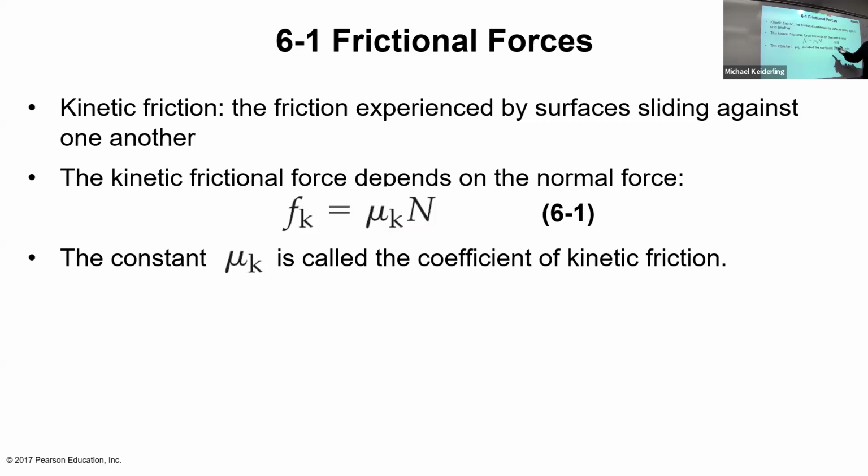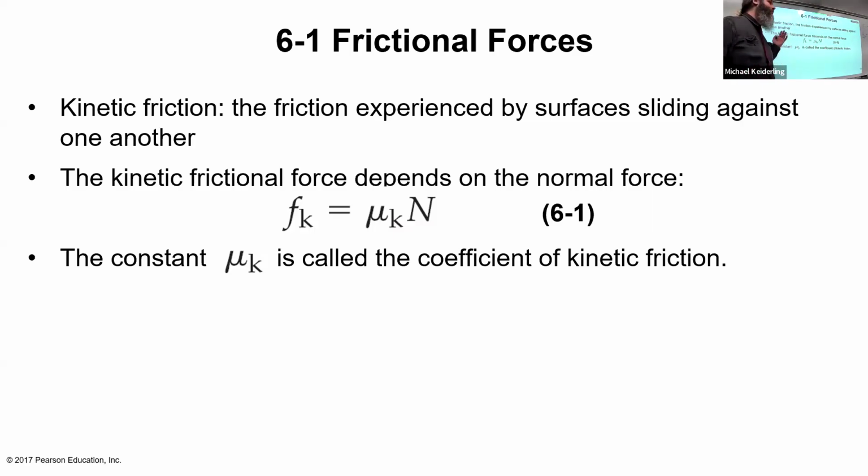Mu kinetic is the coefficient of kinetic friction. The coefficient of friction, that is something that is determined experimentally. You look it up, or it'll be given in problems, or you'll be asked to find it. You're never going to be expected to memorize coefficients of kinetic friction. And you multiply that by the normal force to find out the force of friction.